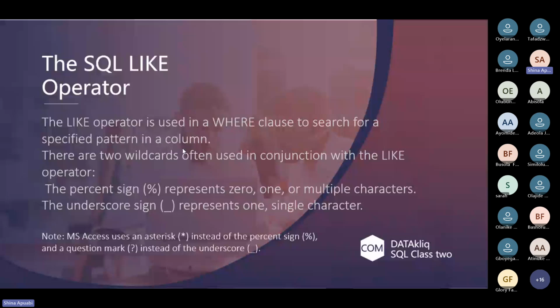So that's for like. Now, there are two wildcards often used in this structure, especially within the like operator. The percent sign represents zero, one or multiple characters. It represents some or several characters within. So it's something like you will just put, we are looking for this, and you will put something which is common. But let's move on. There's a table I created. Here we go.